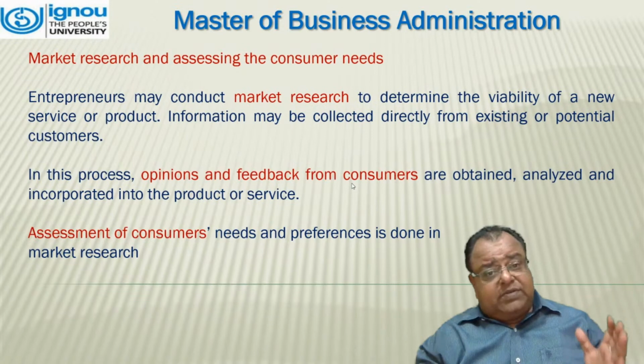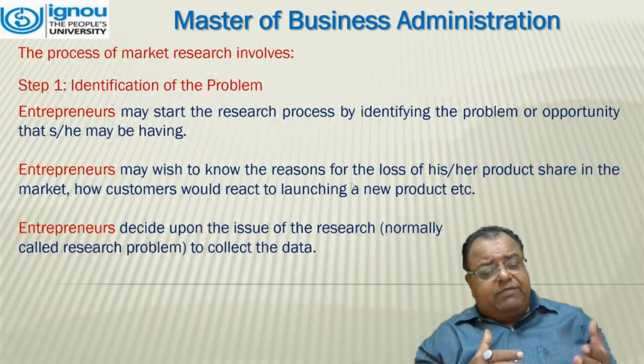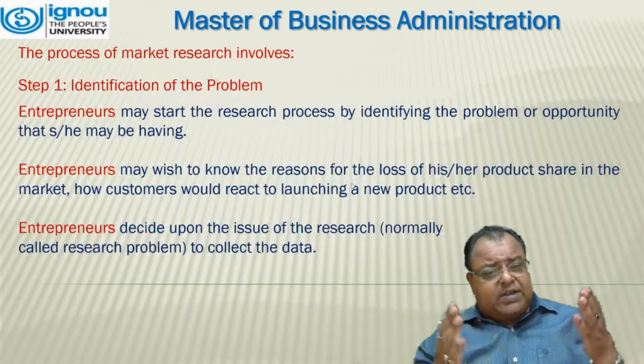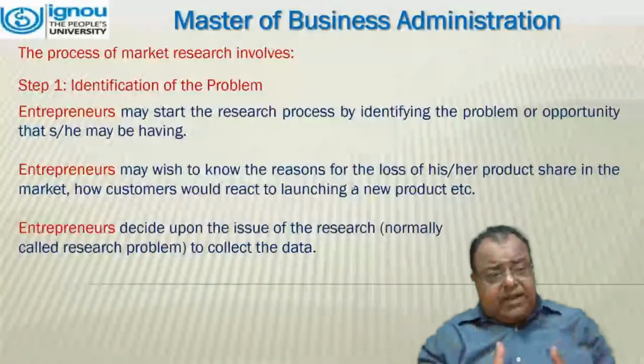What is the process which is involved in market research? Step one is identification of the problem. Entrepreneurs may start the process by identifying the problem or opportunity that he or she is having.